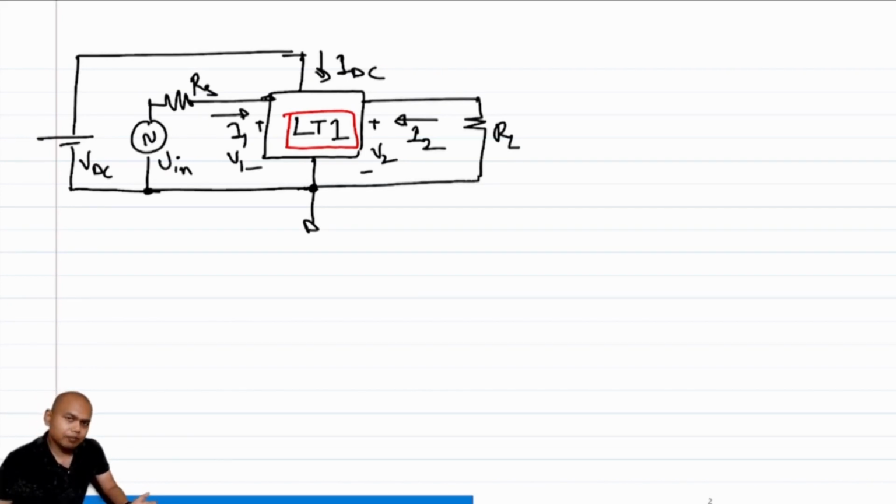Time invariant means that if I apply an input now and observe it after a certain time today, and if I apply an input after one day and observe it after the same difference in time, there will be absolutely no difference in response. So the network doesn't change with time. That's all time invariance means.